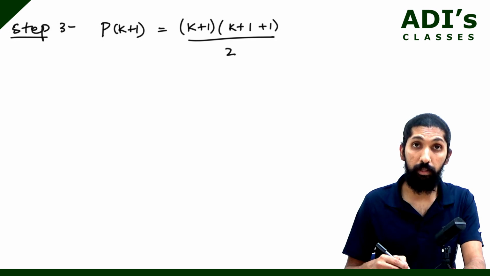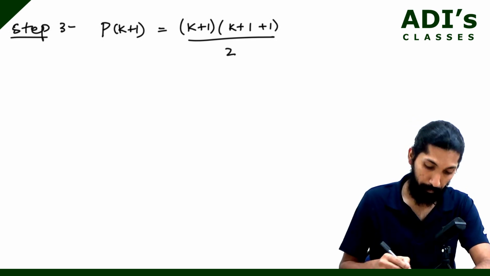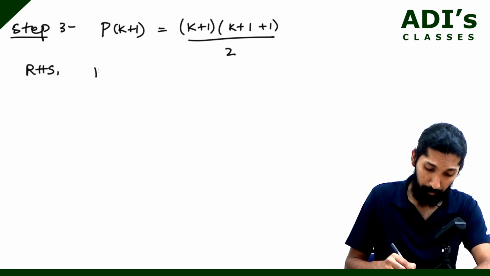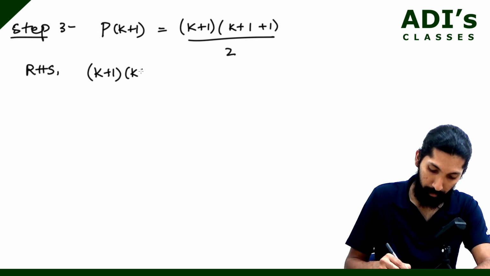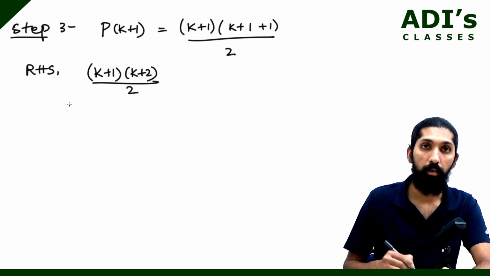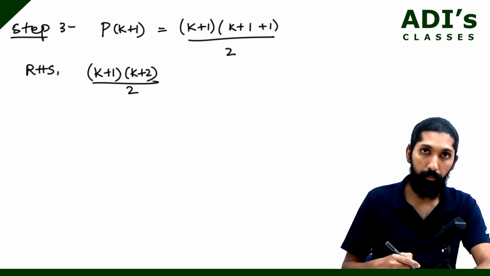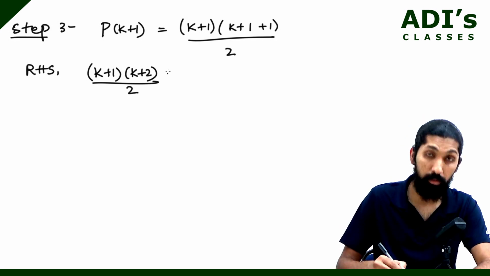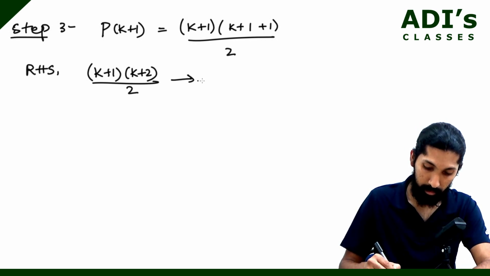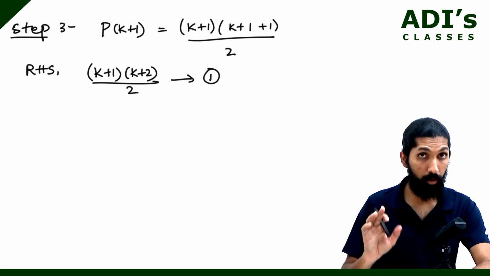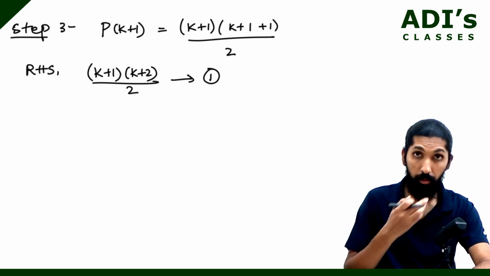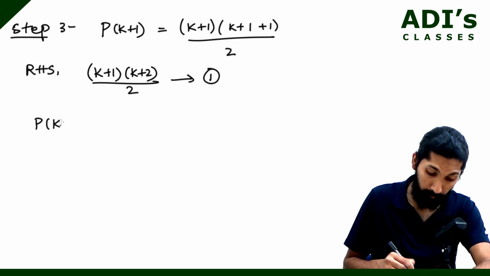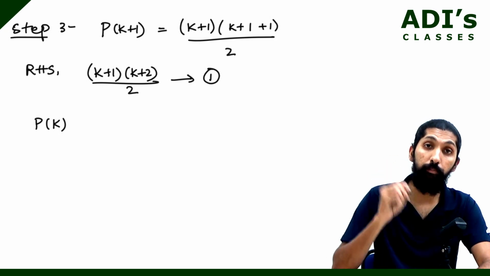Now for p of k plus 1, let's start with the RHS. Taking the RHS, we have k plus 1 into k plus 2 divided by 2, right? This is what we have. Remember, this is the RHS of p of k plus 1, so you can call this equation number 1. Keep it aside for now. Now start with p of k. Sorry, not p of k plus 1. Start with p of k.